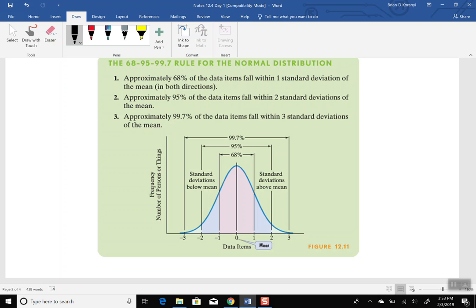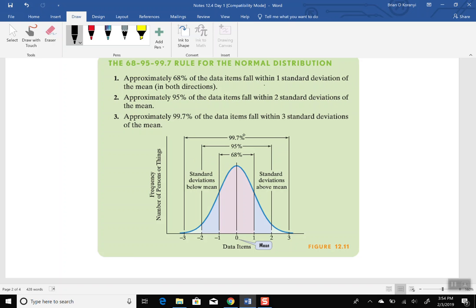So it says approximately, again, not 100% exactly, but pretty close, 68% of your data will fall within 1 deviation of the mean in both directions. So if you go 1 deviation up and 1 deviation below your mean, 68% of all your data will fall in that range. If you go 2 deviations, 95% of your data is going to be there. That's the vast majority of everything. You could be pretty certain that only 5% of the people are going to fall beyond those 2 deviations.